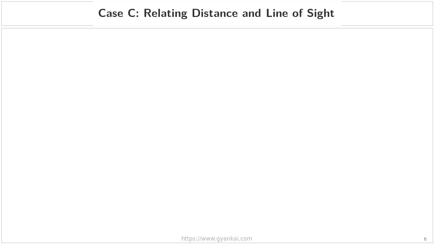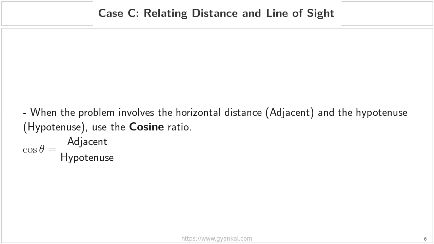Case C, relating distance and line of sight. Now, let's move on to our final case. Case C. Sometimes, a problem won't ask you about the vertical height at all. Instead, you might be given the length of the line of sight, which we identified earlier as the hypotenuse, and asked to find the horizontal distance on the ground or vice versa. In these specific instances, where the problem involves the horizontal distance, which is our adjacent side, and the hypotenuse, you should use the cosine ratio.